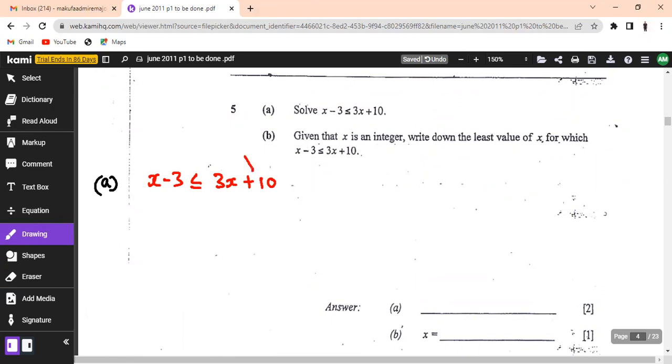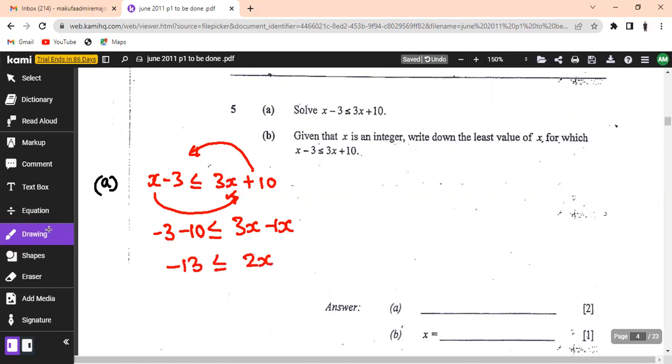How can I avoid that? I'm just going to transpose this 10 to that side, and it's going to be minus 3 minus 10 is less than or equal to, already I have got 3x on this side. So if I transpose this x to the other side, it's going to be minus x, which is same as minus 1x. So minus 3 minus 10, that is minus 13. So we're going to have minus 13 greater than or equal to 2x, since 3 minus 1 is 2, and we can divide by 2. I have avoided working with a negative, so x is greater than or equal to -6.5. That's what you're going to have, or -6.5, it's just one and the same thing.